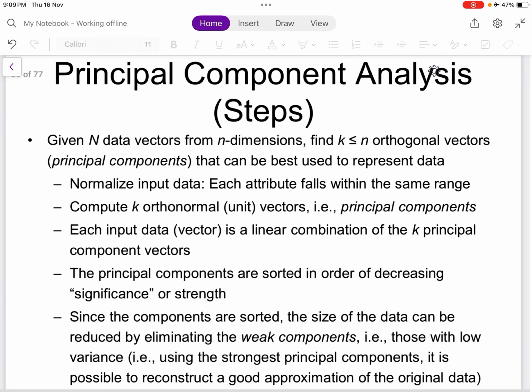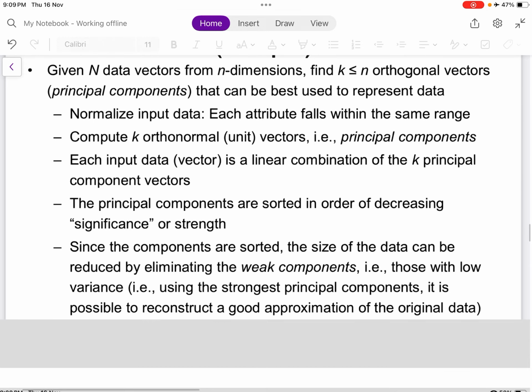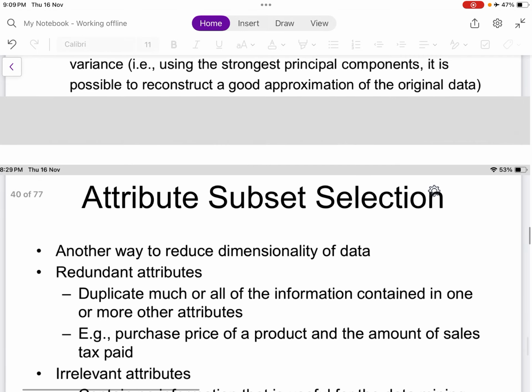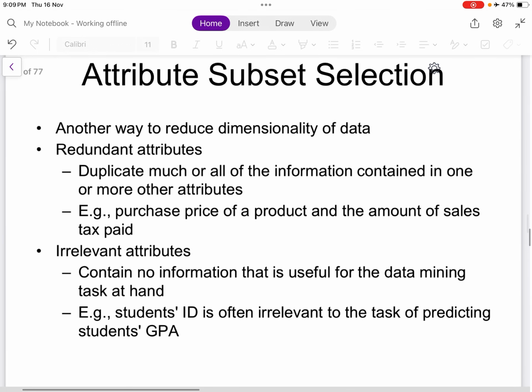Normalize input data so each attribute falls within the same range. Compute k orthonormal unit vectors, that is, principal components. Each input data vector is a linear combination of the k principal component vectors. The principal components are sorted in order of decreasing significance or strength. Since the components are sorted, the size of the data can be reduced by eliminating the weak components, that is, those with low variance. That is, use the strongest principal components. It is possible to reconstruct a good approximation of the original data.